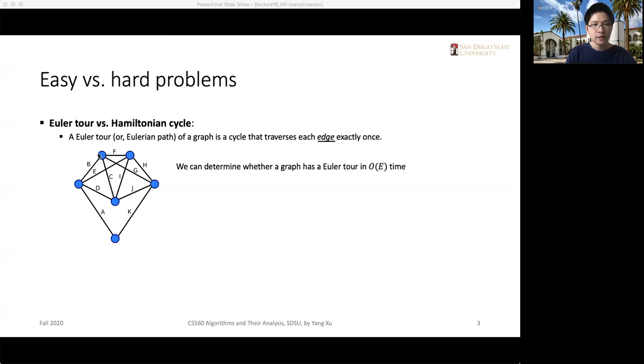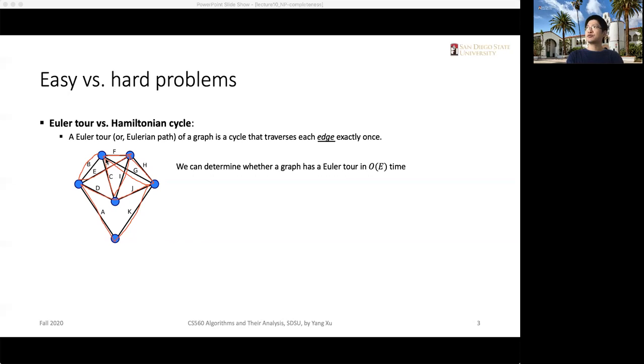Right. For instance, if we try from this edge, 2, 3, 4, 5, 6. Okay, so I believe that is a Euler path. And it's basically that you start from some vertex and you start your path, and you need to go back to itself.